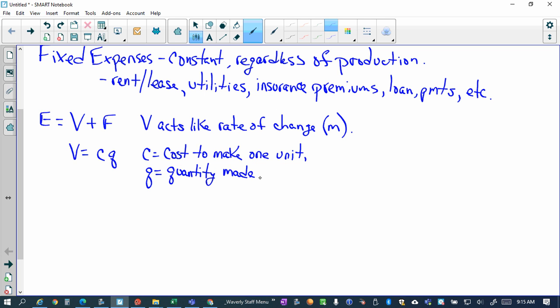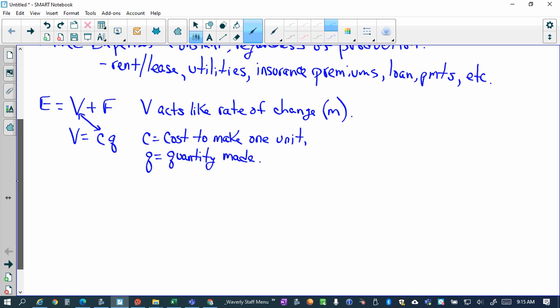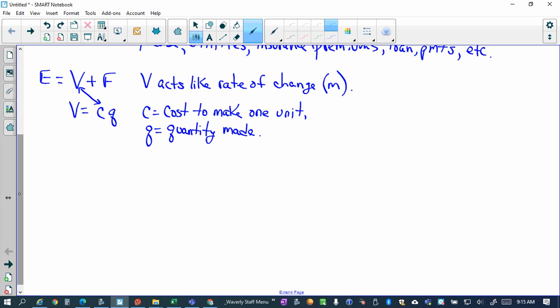Could I combine these two equations? Do we have something equal to something else that we could substitute in, like in our E equals V plus F? There we go. If that's V and it equals that, I can substitute it in. So now we have a slightly more robust E is going to equal CQ plus F. Does this look a little more like MX plus B?